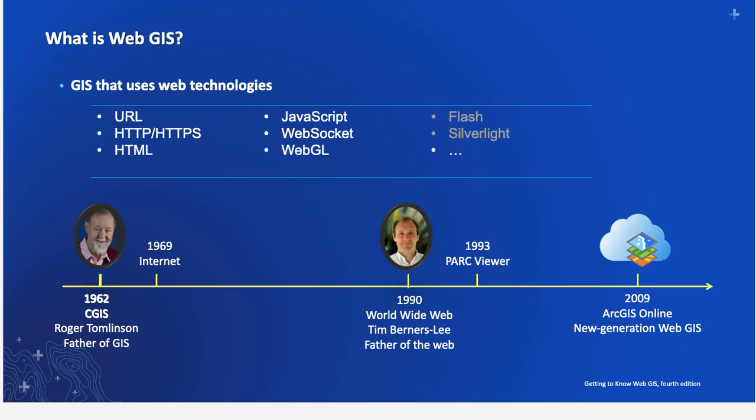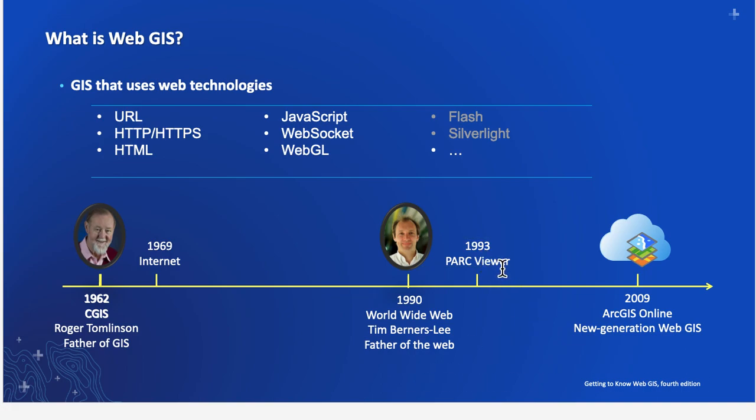And we can see here that Flash and Silverlight are fading. So web technologies have been quickly evolving. I do want to point out this timeline here. So Roger Tomlinson is the father of GIS, and he created the Canada Geographic Information System in 1962. And the growth of the World Wide Web in the early 1990s laid the foundation for WebGIS. And here it states that Tim Berners-Lee is the father of the web.